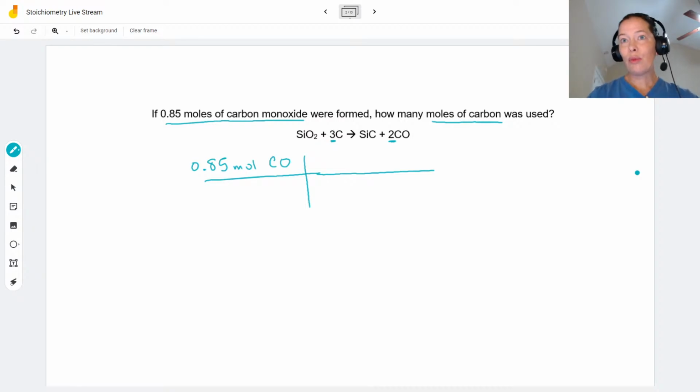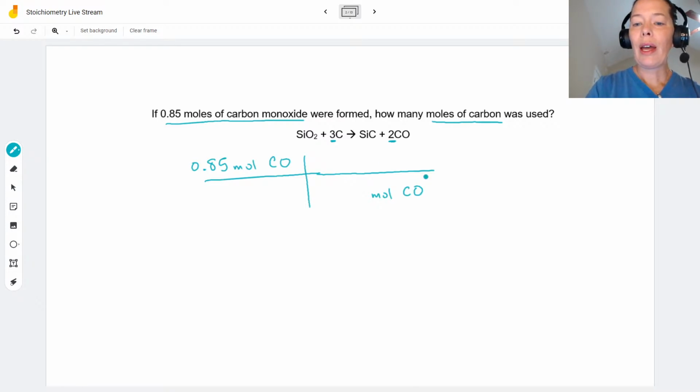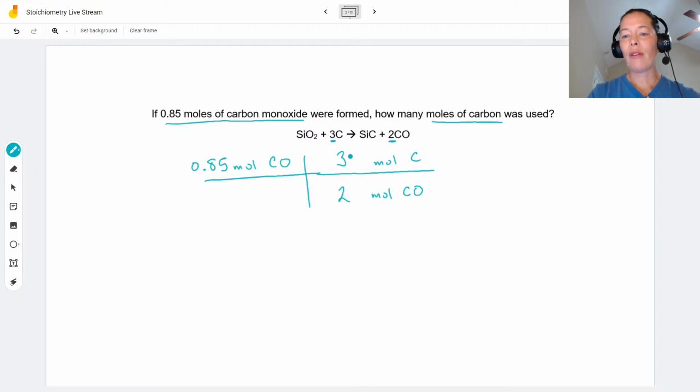When I'm writing this ratio down, again, this is where it's really important that you set up your units such that the carbon monoxide cancels and you're left with carbon. So I'm going to put my moles of carbon monoxide in the denominator so that it'll cancel. I'm going to moles of carbon, and now I just put my numbers in, my stoichiometric coefficients. Again, there was a 2 in front of the carbon monoxide and a 3 in front of the carbon.